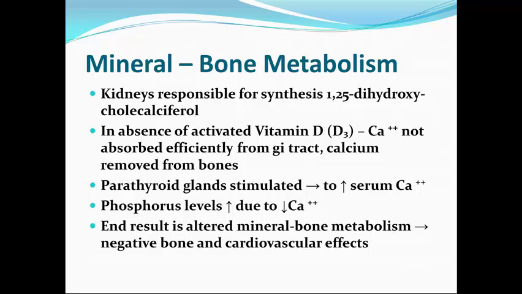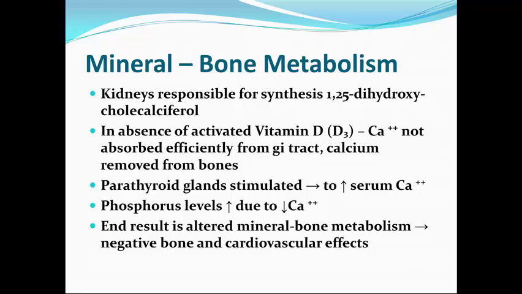Now, alteration of synthesis of 1,25-dihydroxycalciferol actually begins in grade 2. However, it becomes especially prominent in grade 4. The role of 1,25-dihydroxycalciferol is to activate vitamin D, and the active form of vitamin D is D3. So without that hormone, we're unable to activate vitamin D3. As a result, calcium is not absorbed efficiently from the GI tract, and the body has a way of handling that. Calcium is going to be removed from the bones.